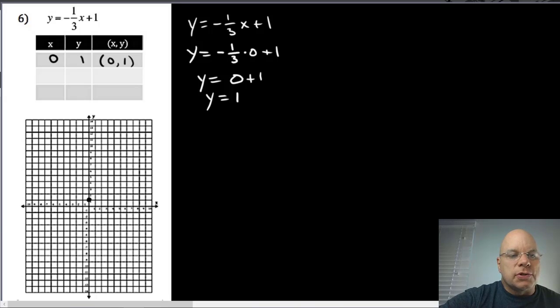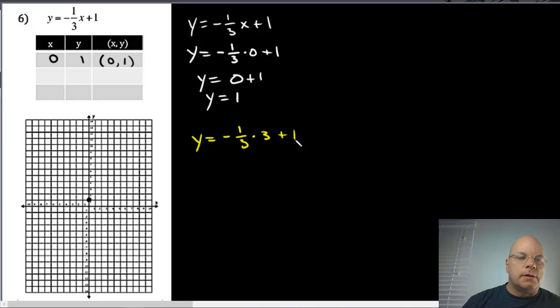Next I'm going to choose another value for x. Now I see that I'm multiplying my value for x by 1/3. So really, unless I choose some multiple of 3, I'm going to end up with some fractional part. So just to make it easier, I'm going to choose 3 for x. So if I input 3 into this linear equation, let's see what we get out.